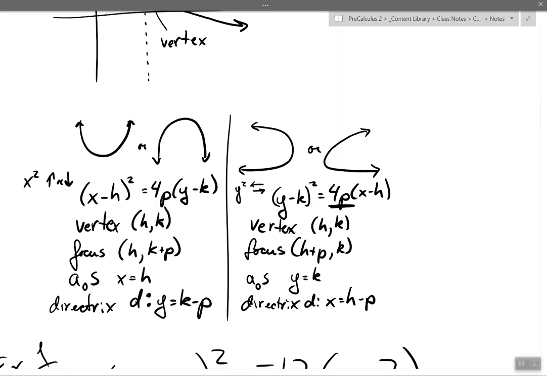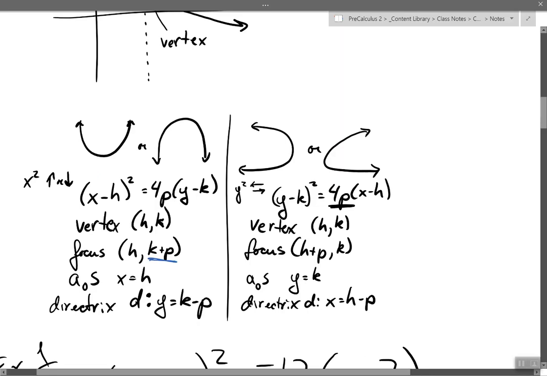The focus, again, depends on the direction that the parabola is opening. So if it's up and down, then it is affecting the y, since it's up and down. So you'll see k plus p there. If the parabola is opening left and right, then we are affecting the x-coordinate going left and right, so it's h plus p.